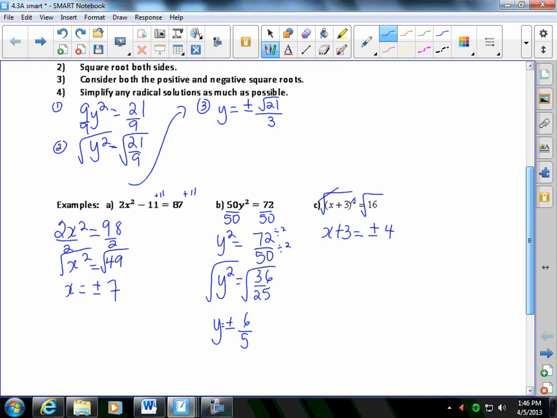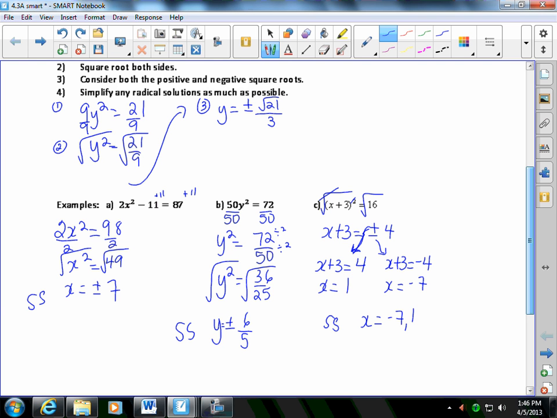So for this one I have two solutions. One solution is x plus 3 equals positive 4, or x plus 3 equals negative 4. So I have my positive 4 solution, and I have my negative 4 solution. So x is equal to 1. If I subtract 3, x is equal to negative 7. So my solution set is x is equal to negative 7 and 1. And I guess for these ones too, I could put my solution set in there like that.